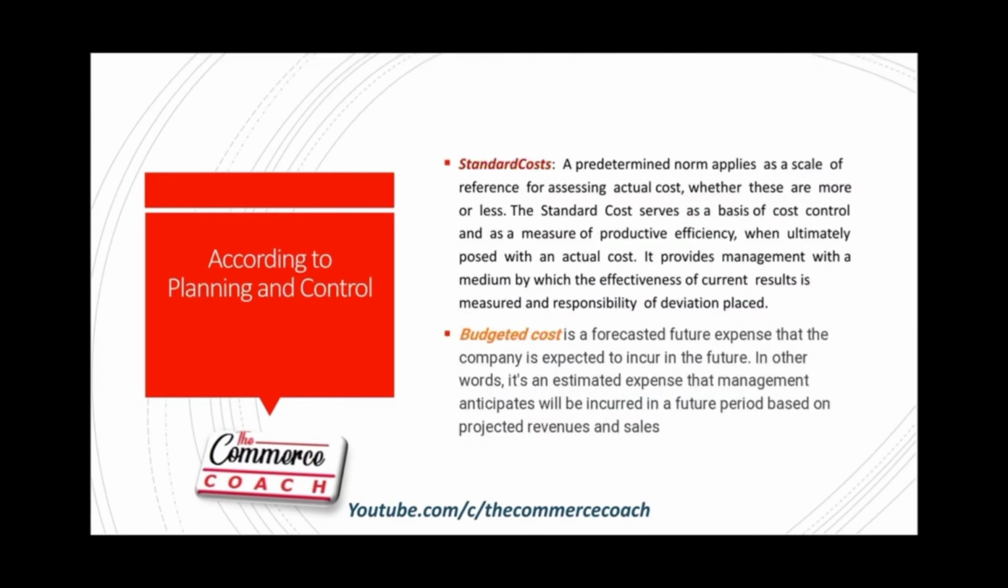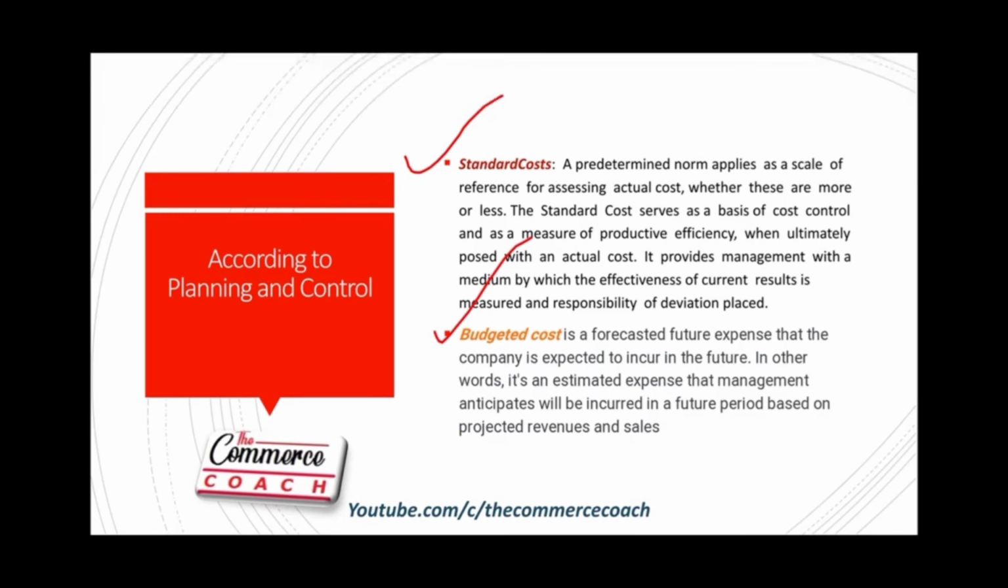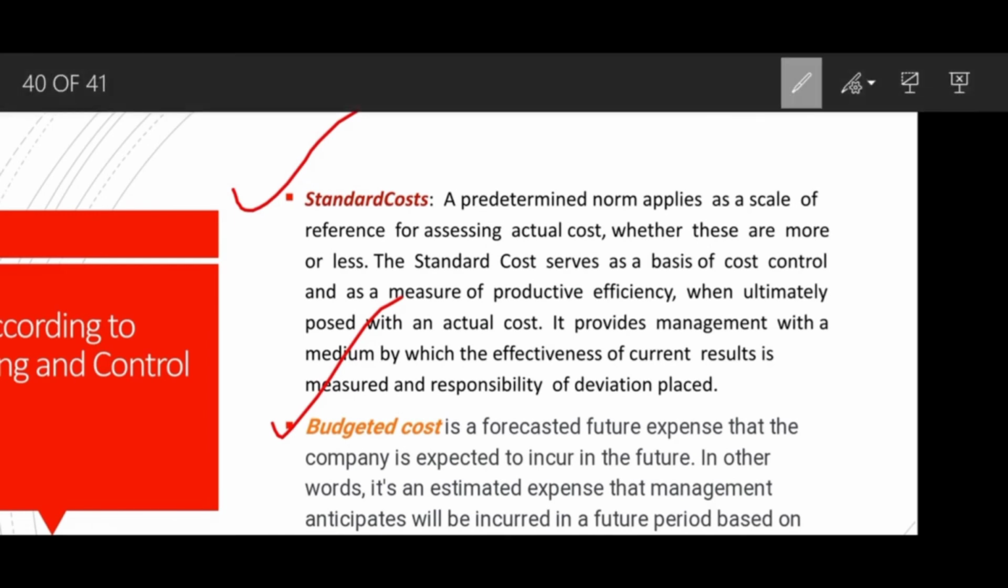Okay, now according to planning and control, we have two costs: standard cost and budgeted cost. And this will end up the classification of cost concept. Now what is standard cost?